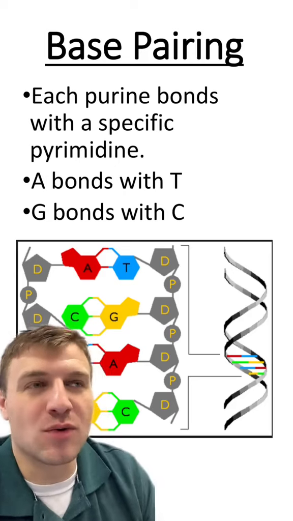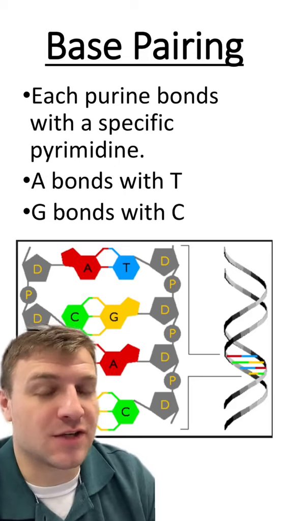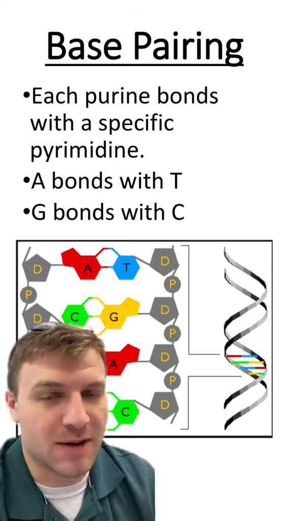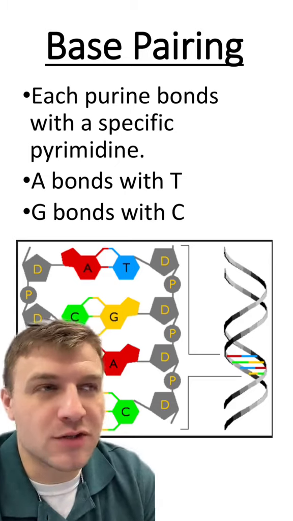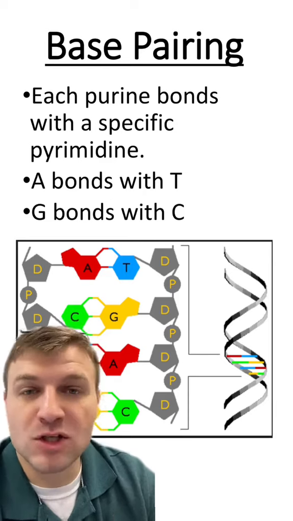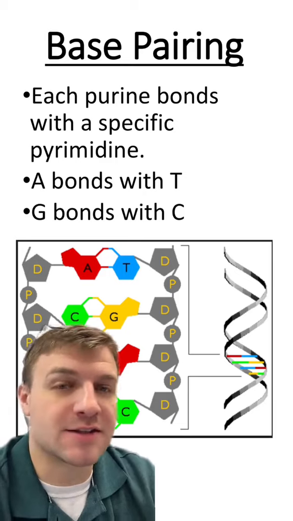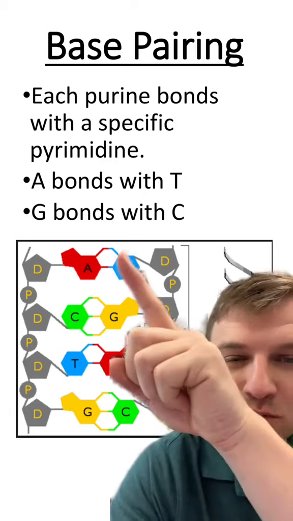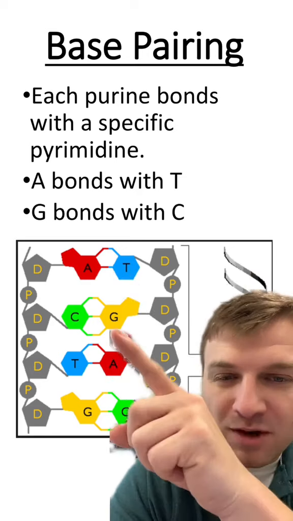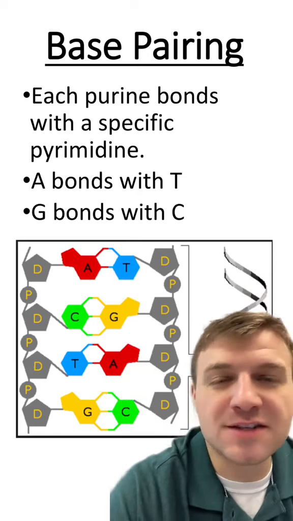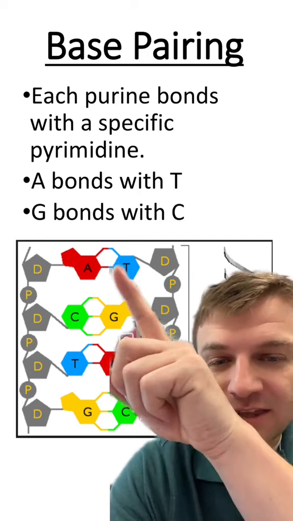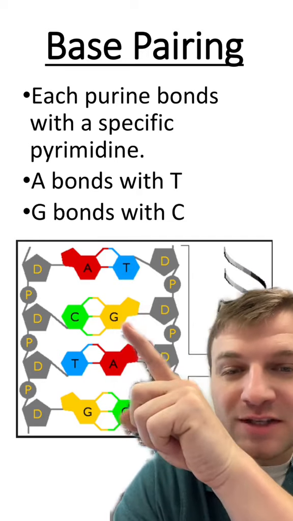And this is going to lead them to only bind or bond to a specific nucleotide. And this is called base pairing. This is when each purine only is going to bind with a specific pyrimidine. So adenine is only going to bind with thymine, and guanine is only going to bind with cytosine. Now you can see there are 2 bonds between A and T and 3 bonds between G and C. This is because there will be 2 hydrogen bonds between adenine and thymine and 3 hydrogen bonds between cytosine and guanine.